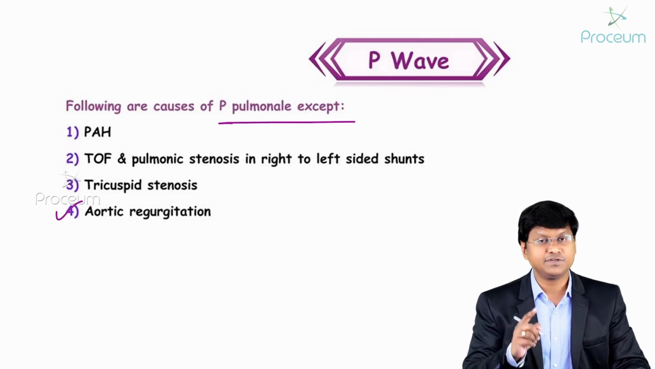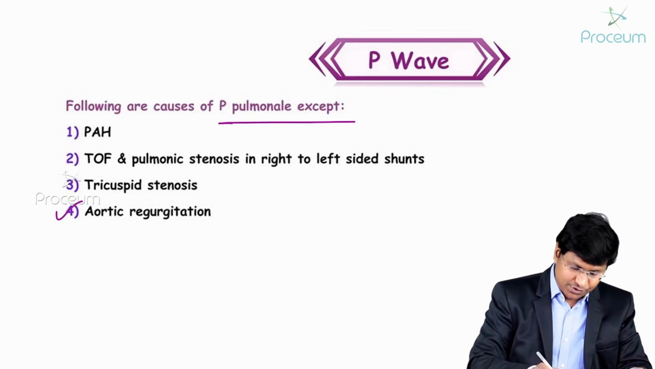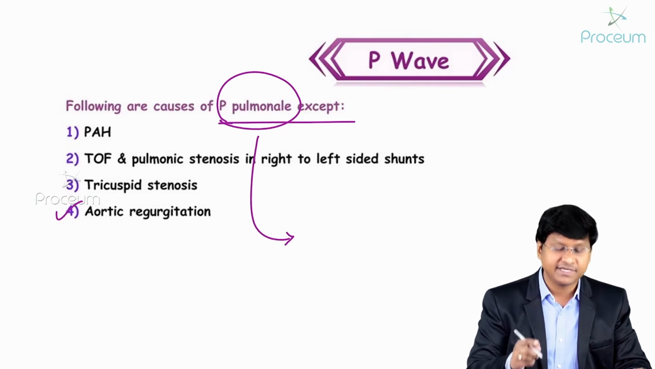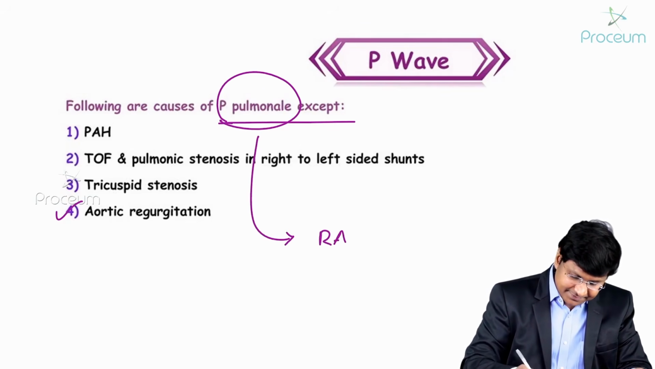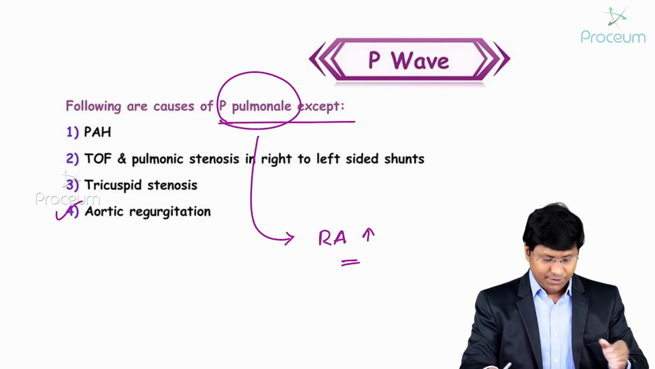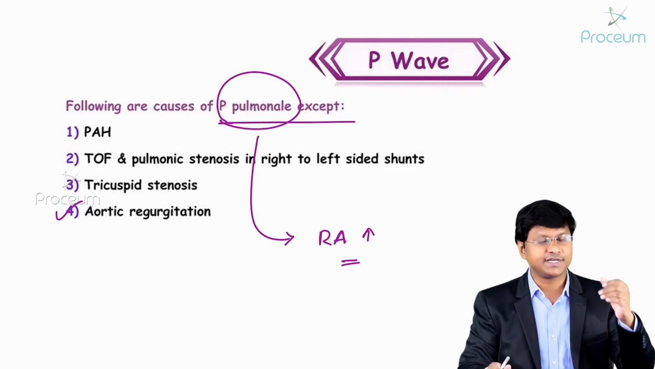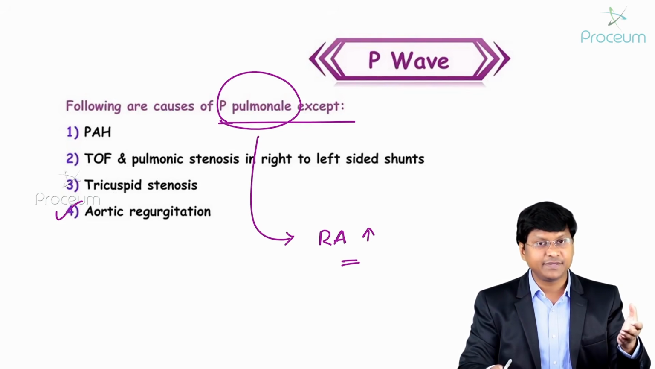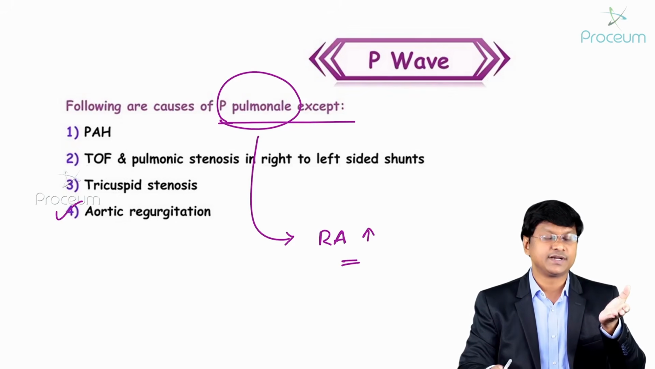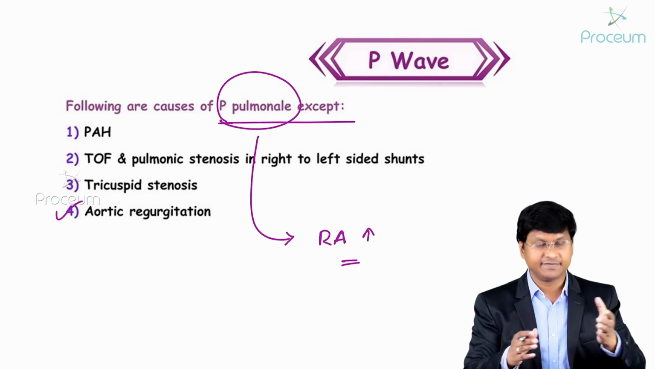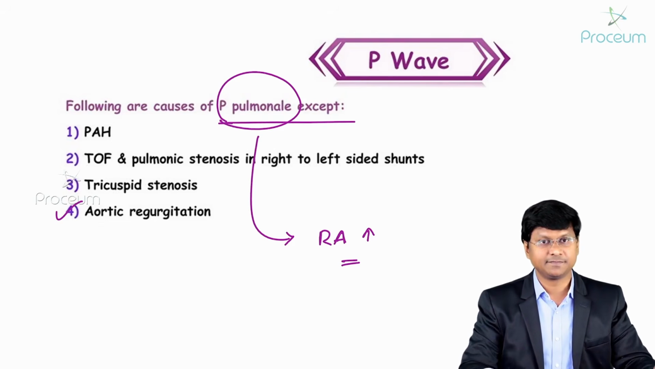Now remember, in which clinical scenarios will you have the P pulmonale? You will have P pulmonale wherever there is right atrial enlargement. Take pulmonary artery hypertension: there is increased afterload on the right ventricle, there will be right ventricular hypertrophy, and subsequently an increase in right ventricular end diastolic pressure, which exerts pressure on the right atrium, and there will be right atrial hypertrophy causing P pulmonale.